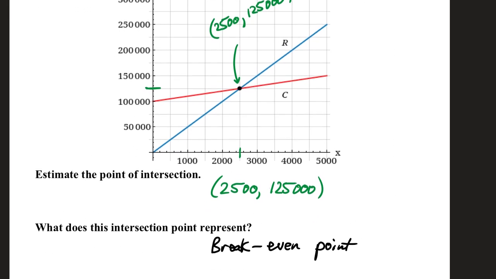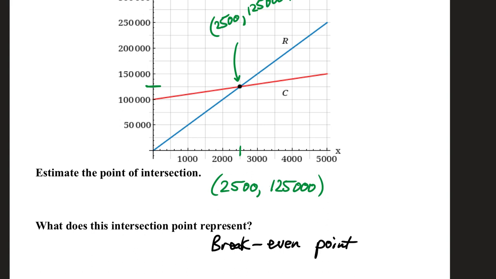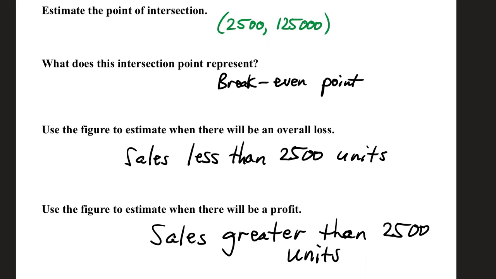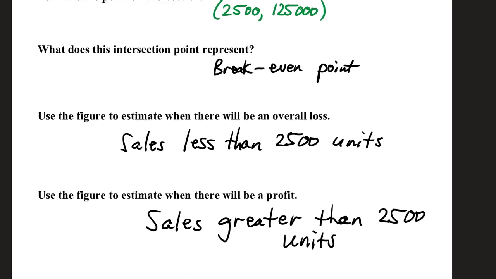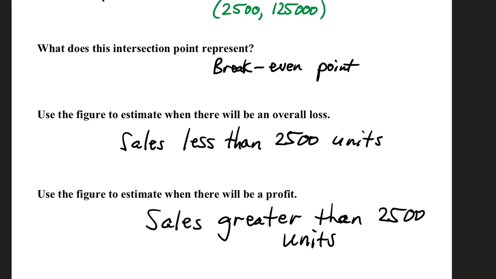What does this intersection point represent? Well, when revenue and cost are equal, that's the break-even point. Use the figure to estimate when there will be an overall loss, and then use the figure to estimate when there will be a profit. Loss is when your costs are more than your revenue, and profit is when your revenue is more than cost.